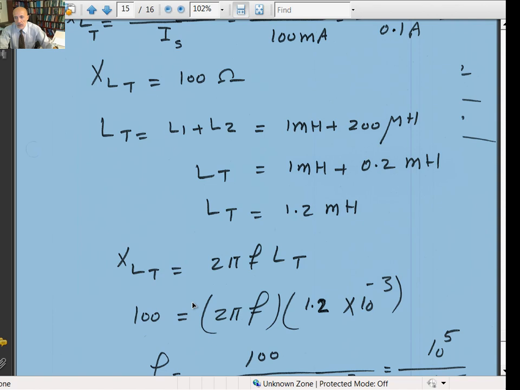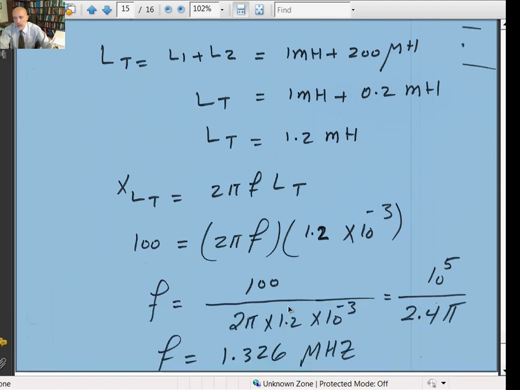So the 100 is equal to 2 pi f. L of t is 1.2. Milli is 10 to the minus 3, so make sure you take care of the units. And if you calculate that, it comes out to be 1.26 megahertz frequency.